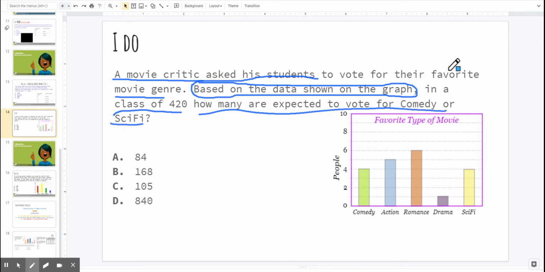Well, I'm at a loss here, okay? How are we supposed to say how many vote for comedy or sci-fi? This graph right here shows me the students of this movie critic. It doesn't show me 420 people. We're gonna see that. So I have 4 people that liked comedy, 5 people that liked action, 6 people that liked romance, 1 person that liked drama, and 4 people that liked sci-fi.